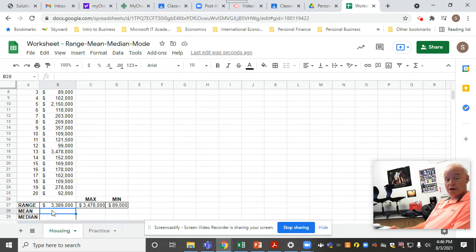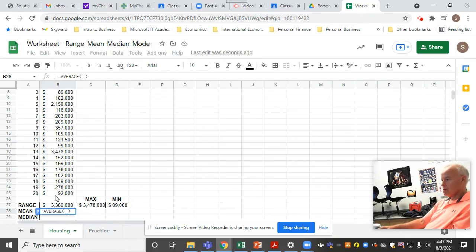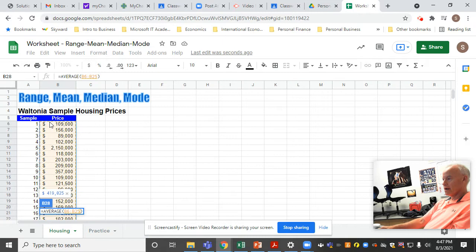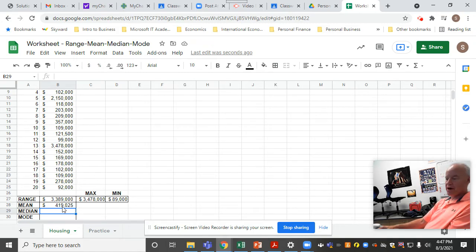Mean, when we talk about the statistical mean, we're talking about the average of a range, I should say a range of numbers, a group or set's the term, a set of numbers. Again, I could just start typing, or I just come up here to my insert functions, average, and my average of B6 to B25. I don't want to autofill. 419,000 is my average of those numbers.